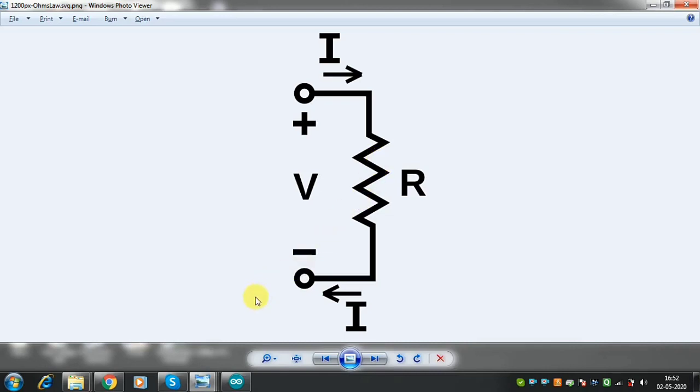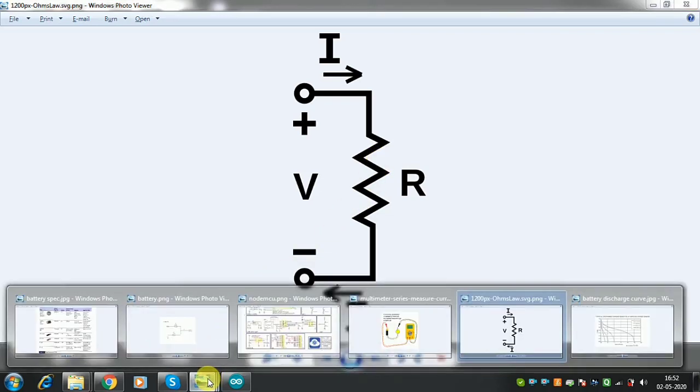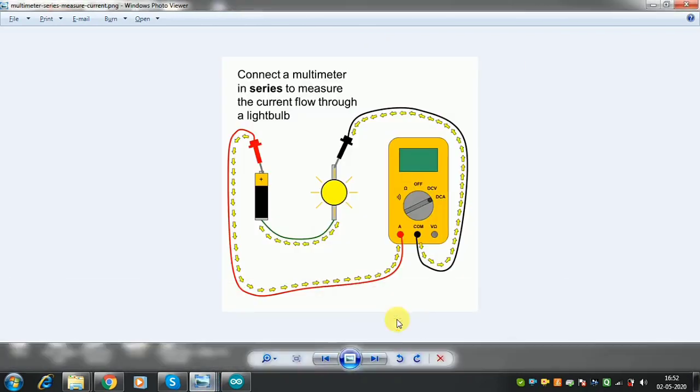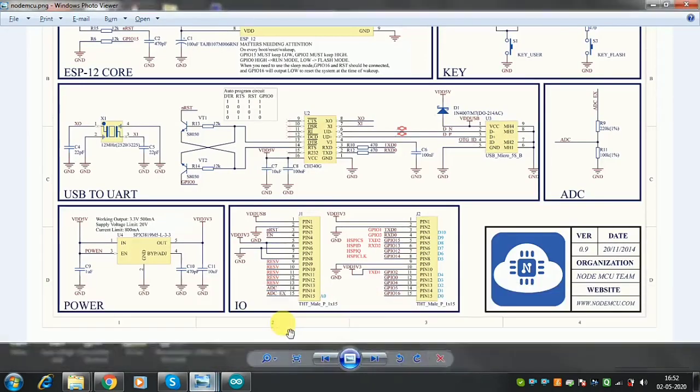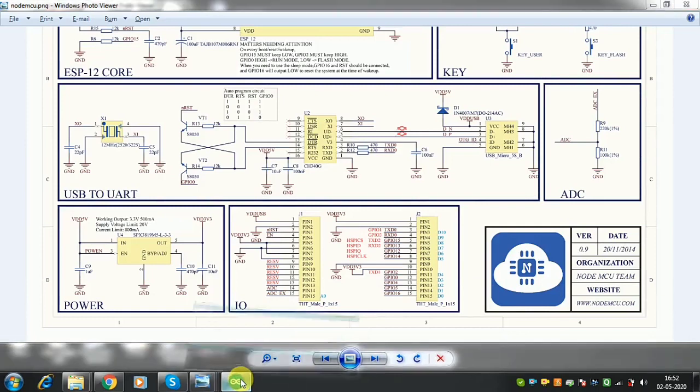In the next part, which will be published very soon, we'll come to know how to measure current flow, and then how to calculate battery life using those current flow measurements using milliamp hours. And lastly, we'll know how to enhance your battery life using various hardware and software modifications.